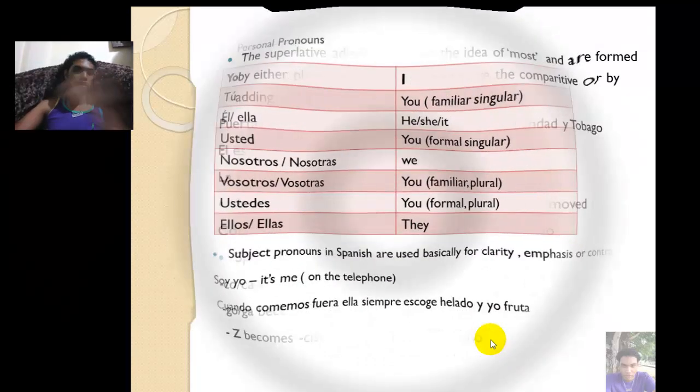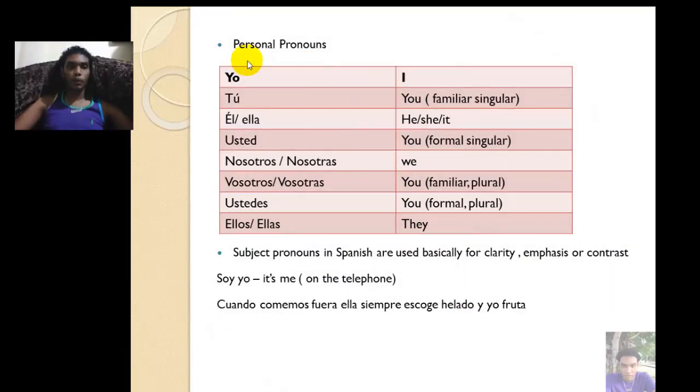Personal pronouns, we're down to pronouns. Now, you should get a copy of this. You should know these by now if you're at the CSEC level. So, I'll just go on to explaining what they're used for. The subject pronouns in Spanish are used basically for clarity, emphasis, or contrast.